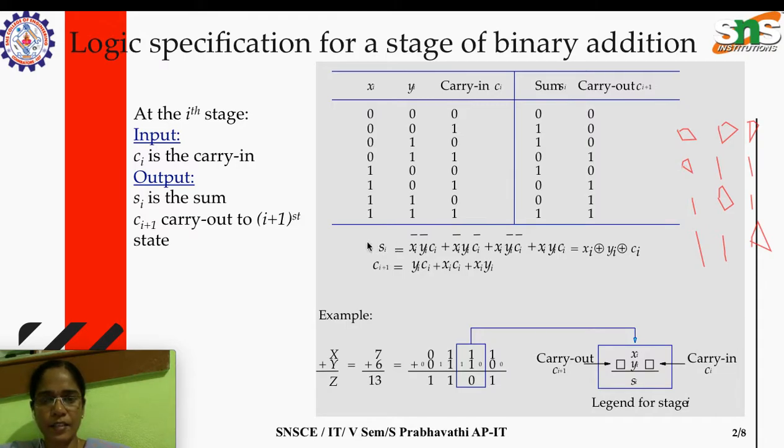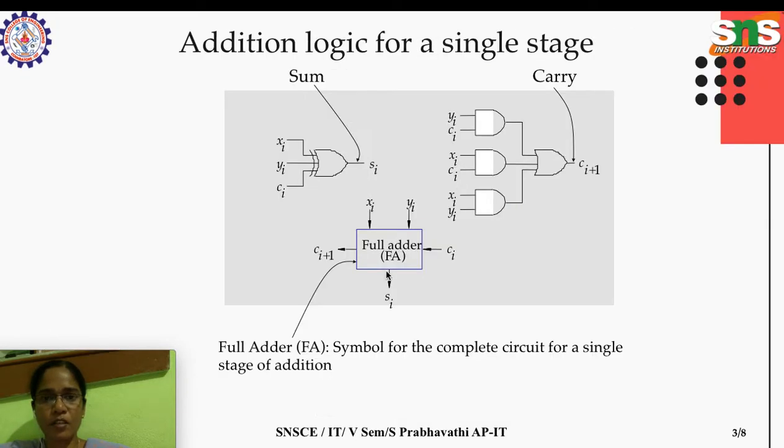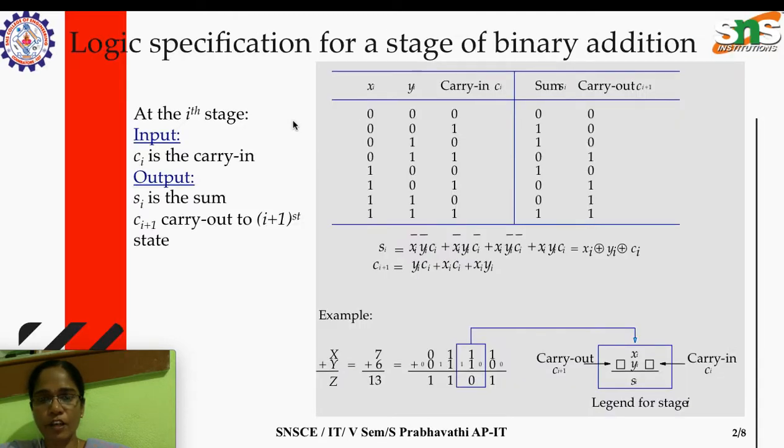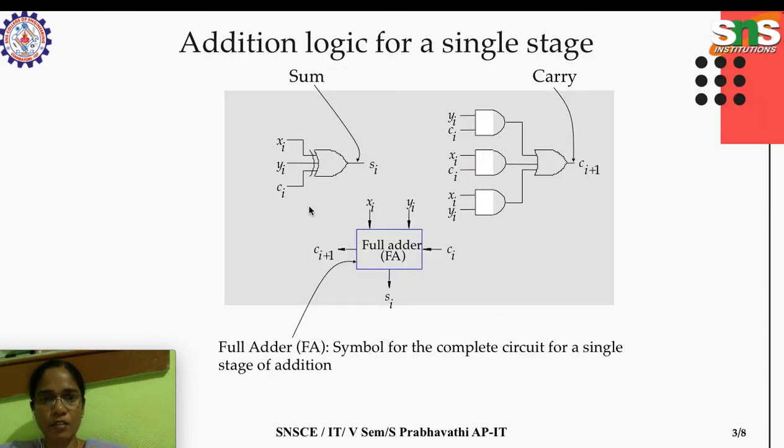So at any stage i, this is the sum at this stage, and the carry for the next stage is represented by ci plus 1. I hope you are following with me. Please pay close attention. We are going to discuss the logic circuits involved in this addition. Here we got two equations, one for the sum and the other for the carry. For the sum it's enough to have a 3 input XOR logic gate. This is the symbol for the XOR logic gate, which takes 3 inputs and produces the sum.